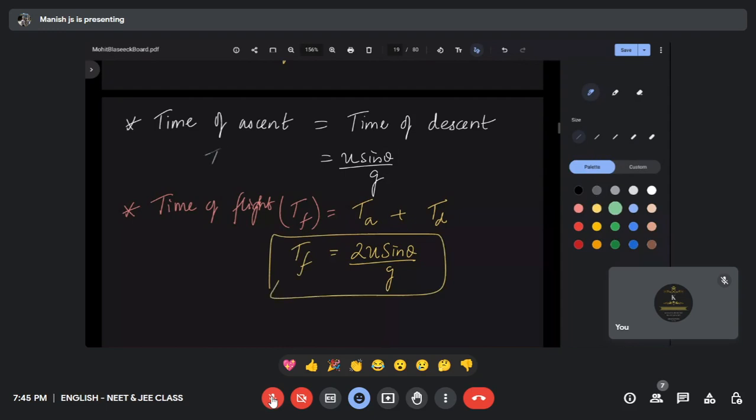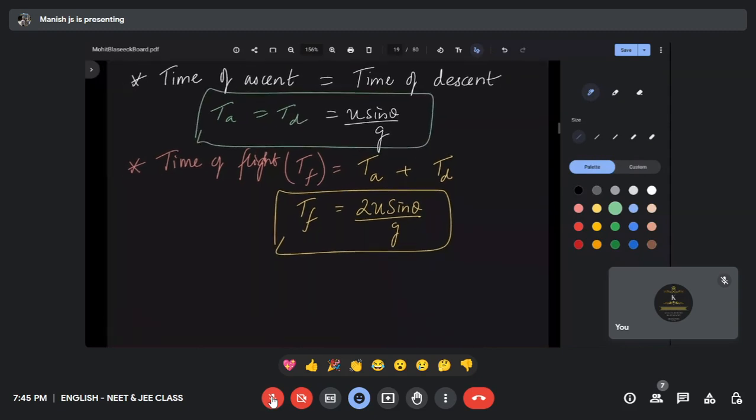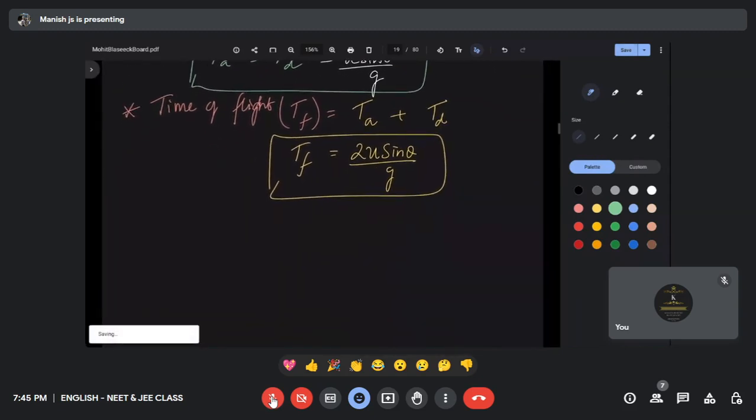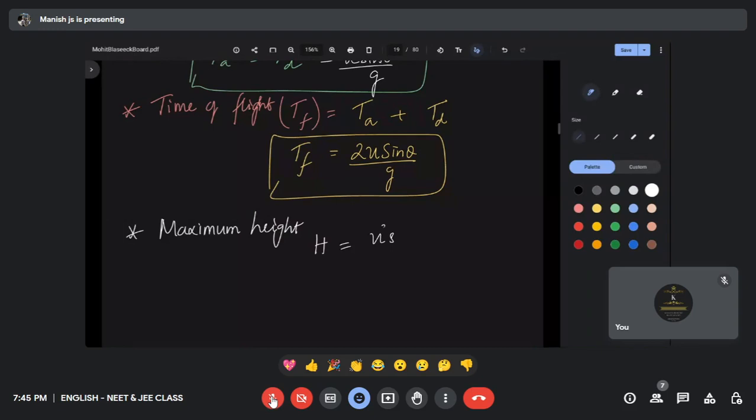So here on the top, let me write the time of ascent and time of descent formula. Let me box it. That's also quite important. And then we have written the expression for time of flight. Next, maximum height reached by the projectile. We'll see that also. The maximum height is given by h. So h is equal to u square sine square theta upon 2g. This is the expression for maximum height reached by the projectile.